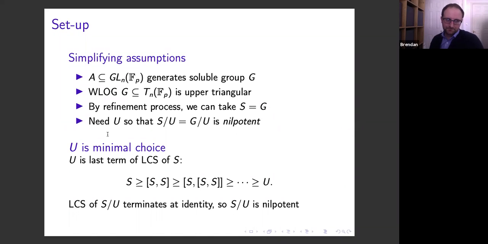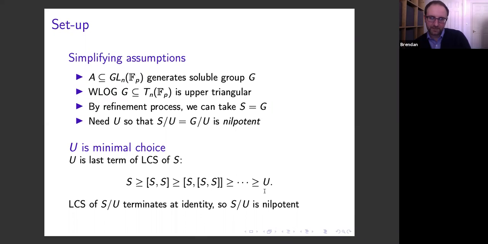And so what we do is we don't make a choice. We take the easiest thing, the thing that has to work, which is the last term of the lower central series of S. So S is not necessarily nilpotent, so this lower central series doesn't necessarily terminate at the identity. If it did, we were done, so that's good. If not, the lower central series terminates at some subgroup because S is a finite group, so the sequence has to terminate at some point.